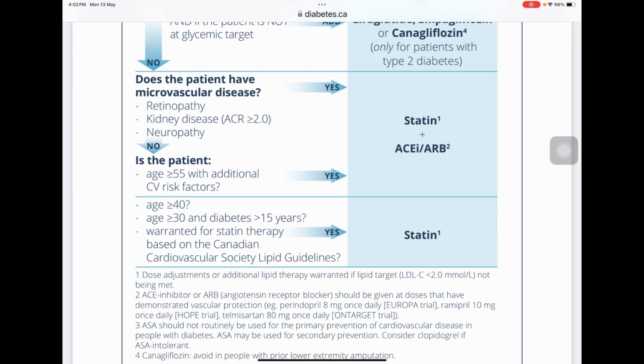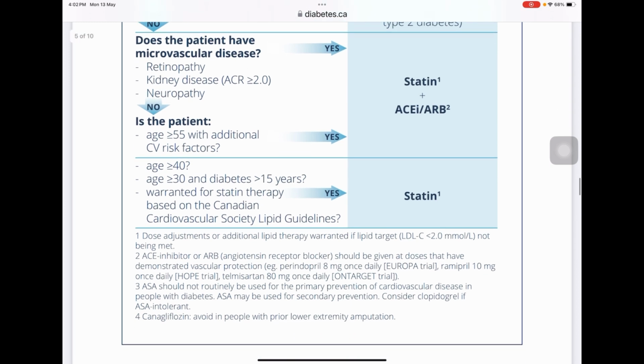So these are the risks we need to look for: if the patient has type 2 diabetes along with, let's say, age more than 40, or age more than 30 with 15 years of diabetes, or the patient has cardiovascular risk factors or microvasculopathy, then we need to start the patient on a statin. The additional lipid target warranted is LDL less than 2 millimole.